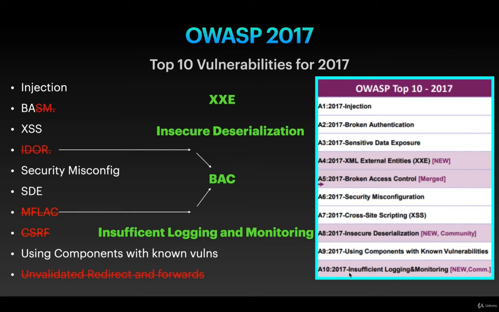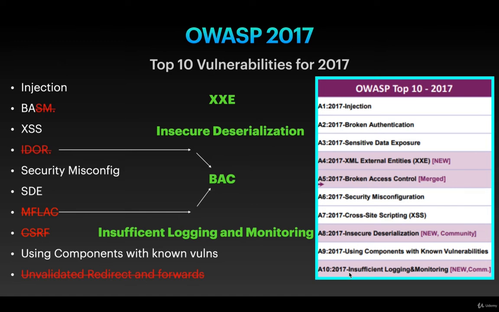Using components with known vulnerabilities is still present in 2017. Unvalidated redirects and forwards has been removed from 2017, and the new ones which are added are XXE and insecure deserialization. So let's do a quick recap of 2017. The vulnerabilities are as follows: injection, broken authentication, sensitive data exposure, XXE, broken access control, security misconfiguration, XSS, insecure deserialization, using components with known vulnerabilities, and insufficient logging and monitoring.